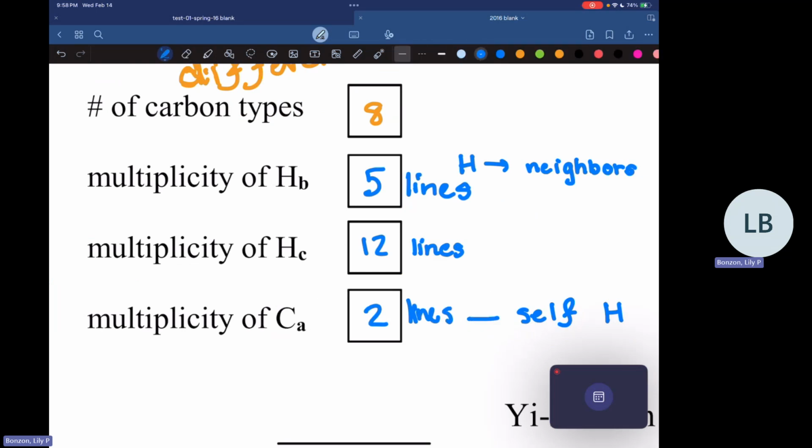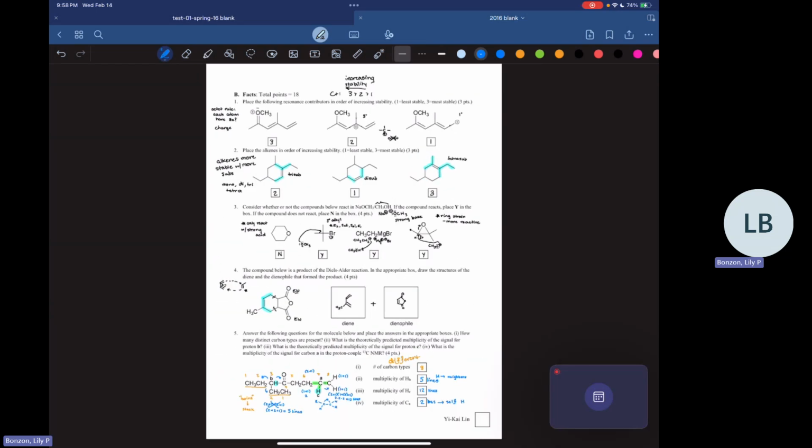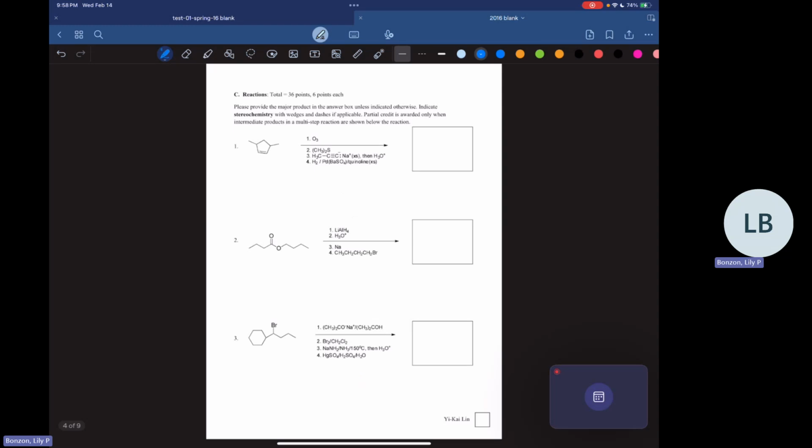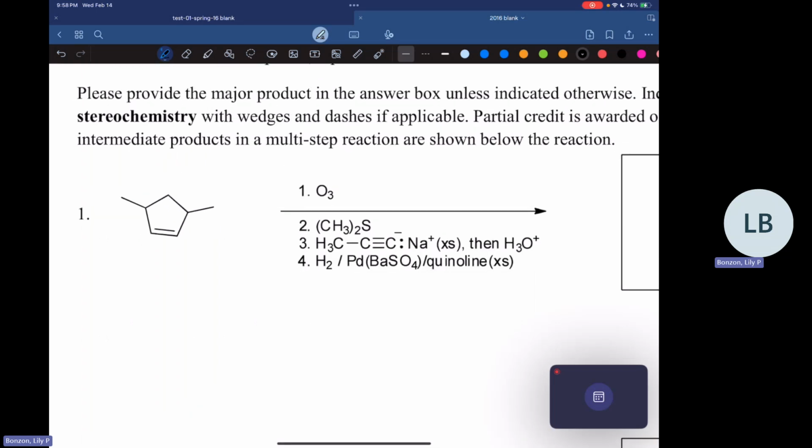Okay, so that is the NMR part of the facts. So now we're going to get started on our reactions. You're going to see a lot of Orgo 1 reactions, so make sure that you're brushed up on those. There's a couple of new ones, but we'll get into that as we go on.